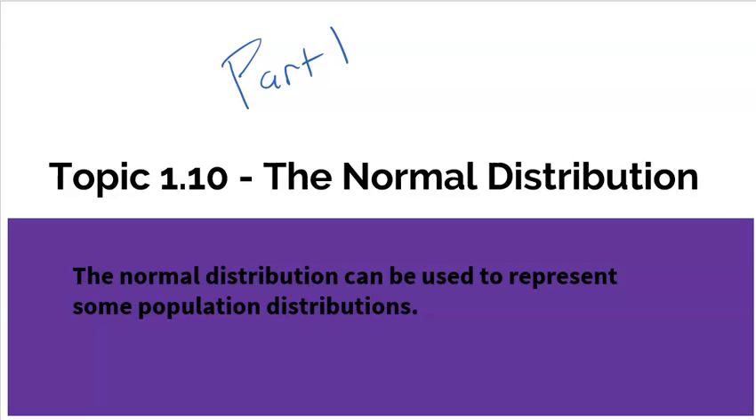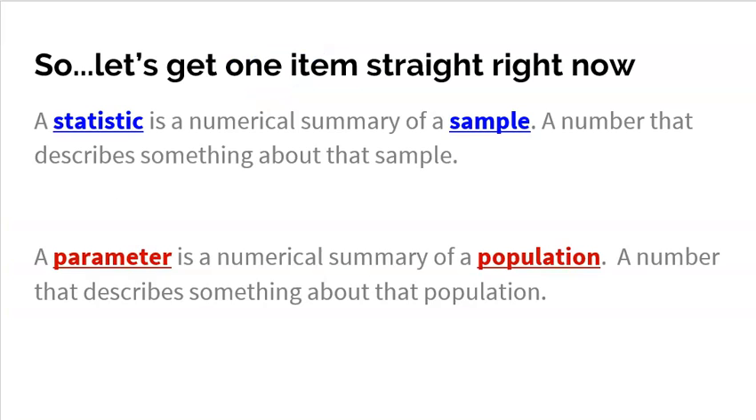All right, so remember the normal distribution. The normal distribution can be used to represent some population distributions. You know, we just spent 9 topics talking about distributions of data. Well, the normal distribution is just a very famous distribution that can be used to represent populations. So let's make sure we get a couple things straight here.